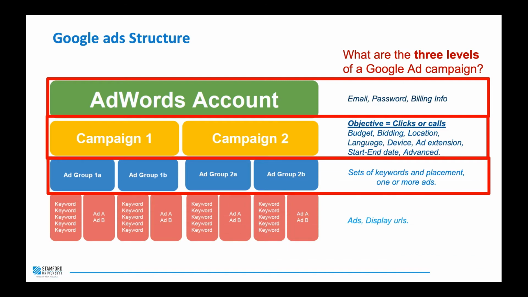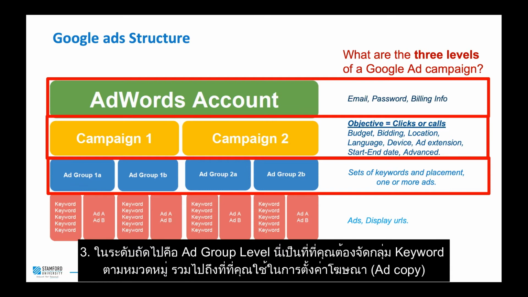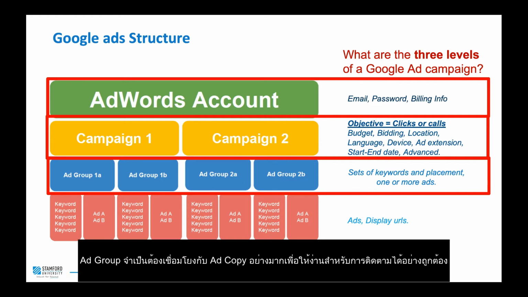Then the next level is the ad group. Similar to in Facebook, you have the ad set. This is the ad group. This is where you need to group keywords together based on their category, as well as where you set the ad copy. The ad group needs to be closely tied to the ad copy so that they fit together. And we'll show you examples of that later.